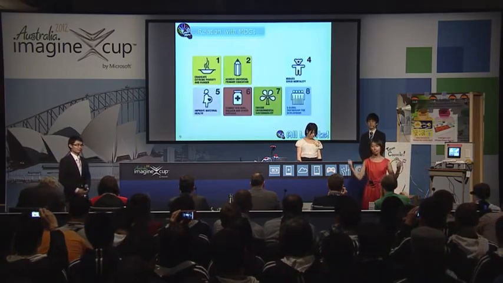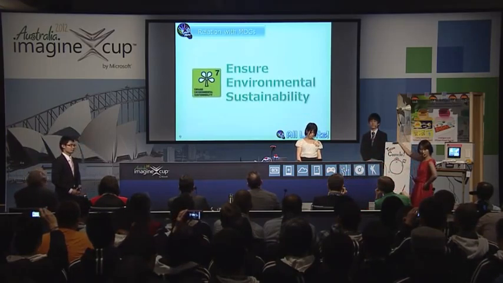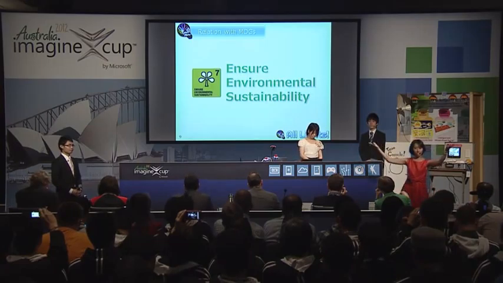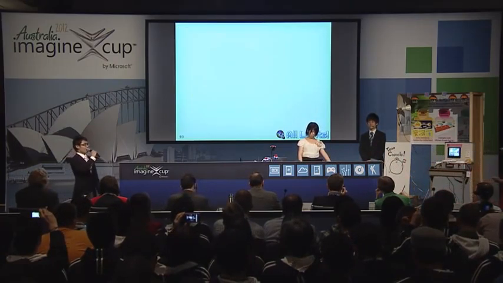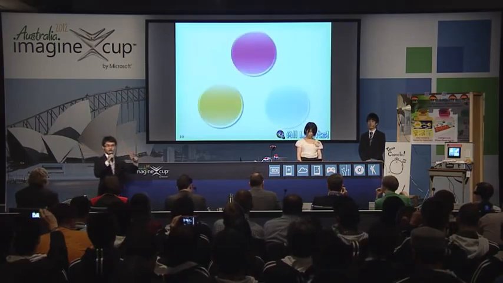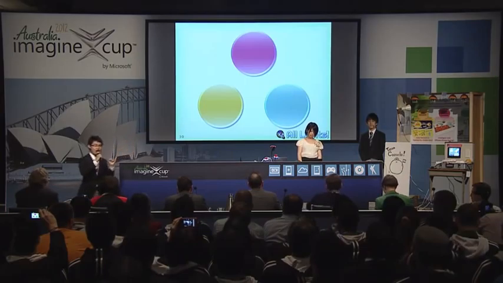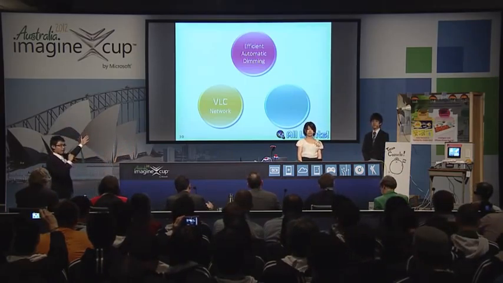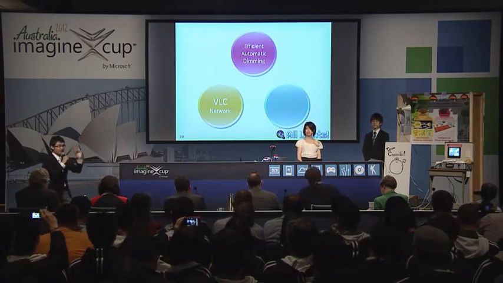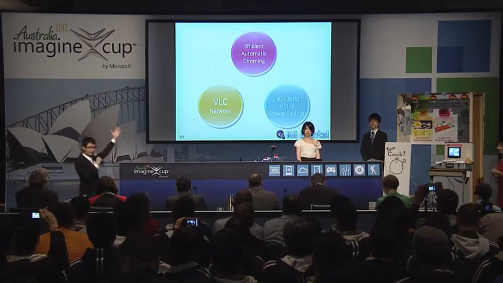Our solution is closely related to the United Nations Millennium Development Goal number 7, that is environmental sustainability. All Light has three functions that realize an intelligent power savings. The three functions are the efficient automatic dimming, the visible light communication network, or VLC network in short, and the visualization of the power savings.